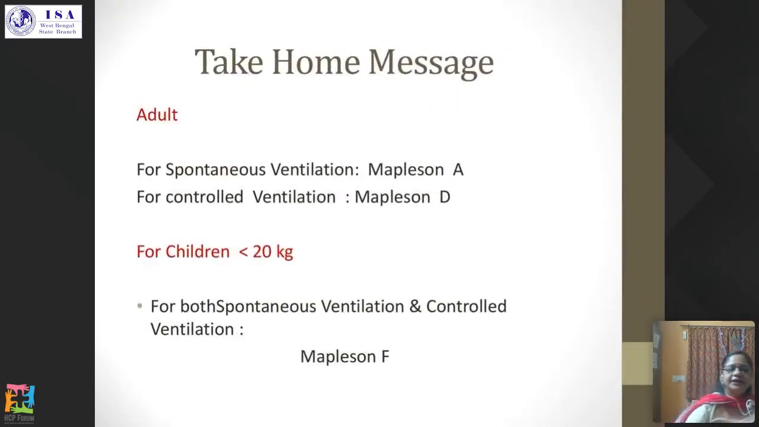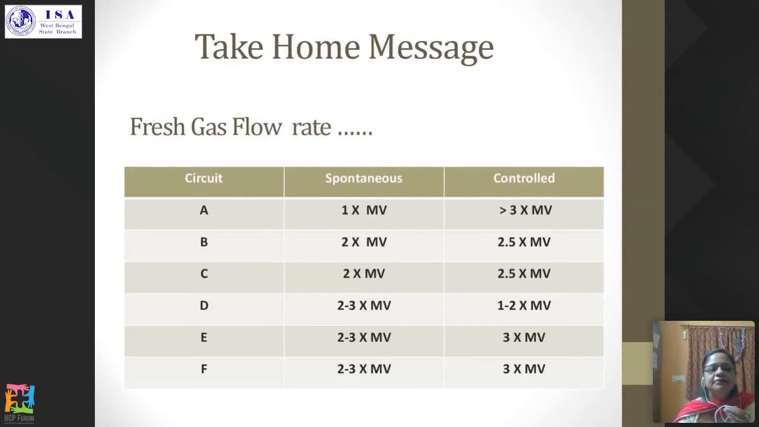And we'll give a take-home message from the Mapleson system. Circuits A, B, C, D, E, F: for spontaneous ventilation, the best circuit is Mapleson A. For controlled ventilation in adults, it is Mapleson D. And for children below 20 kg, for both spontaneous and controlled ventilation, it will be the Mapleson A system. And this is the approximate fresh gas flow required for the different types of circuit.